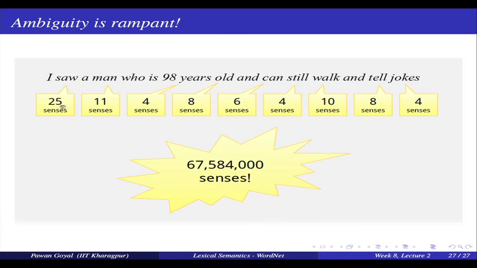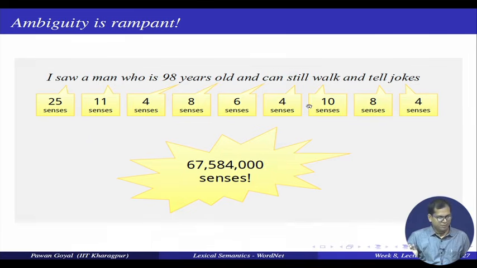Now for this simple sentence, what do you think? Are there many different senses of this sentence, or is there only one interpretation? When we hear this sentence, we have only one interpretation in mind. But in WordNet, what are the different senses of individual words? Let us see. If I go to WordNet, the word saw has 25 senses, man has 11 senses, years has 4, jokes has 4, tell has 8, and so on. Now if you combine all these together, there are 67 million plus senses that are possible for this sentence.